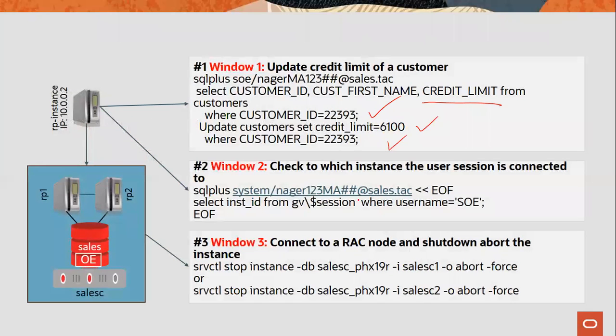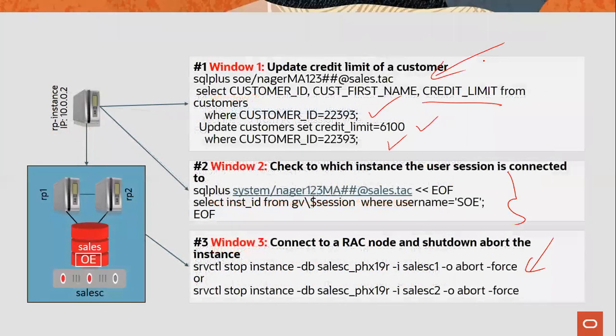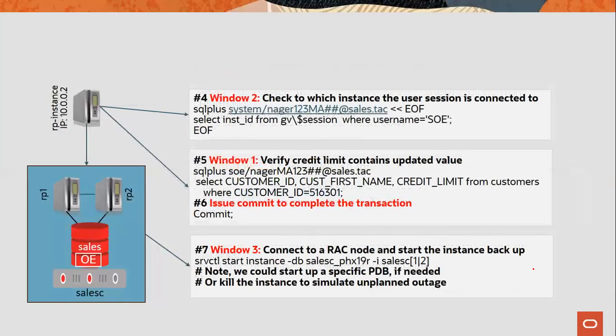Okay, there's no commit. Then this one shows which instance this particular session is connected to. And here we are going to shut down abort that instance. It could be instance 1 or instance 2, depending upon which instance this session was connected to. And then after the shutdown abort is completed, we will go and see which instance this session is connected to, and then we will issue a commit.